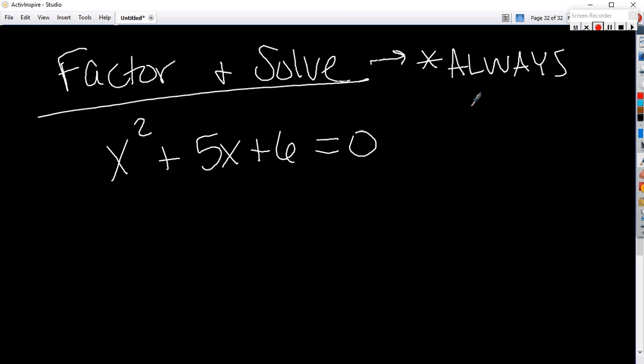Always make equal 0. I'll give you all a second to get that down. All right, so whenever we factored and solved, we would factor this side.